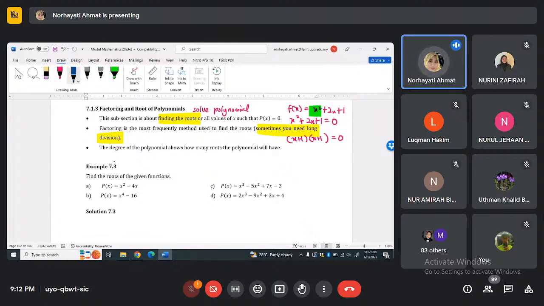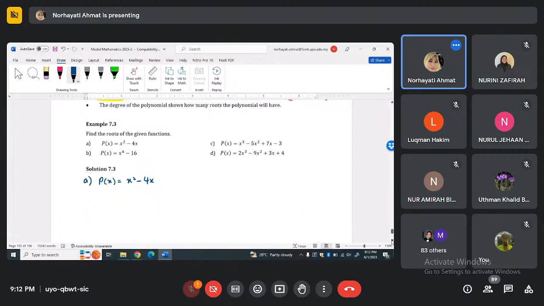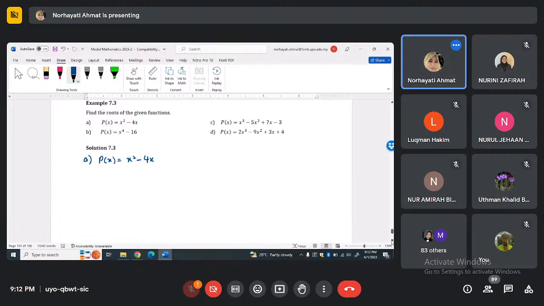Okay, let's do A. Okay, we have p(x) equals to x squared minus 4x. So how to factorize this? Okay, ada siapa-siapa nak tolong? Nak bagi idea? How to factorize this?